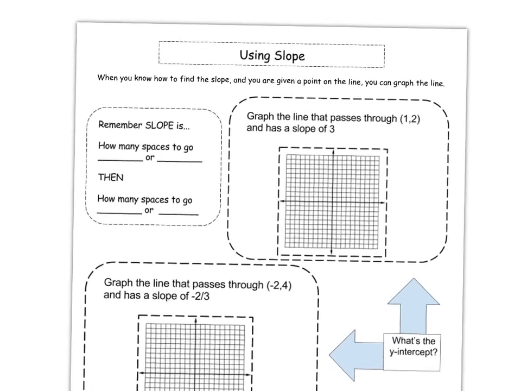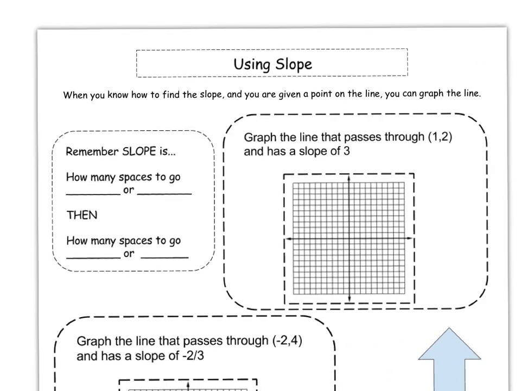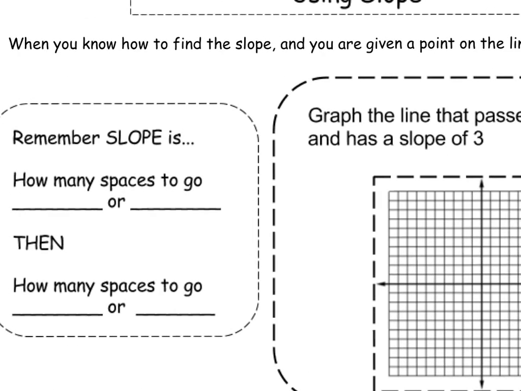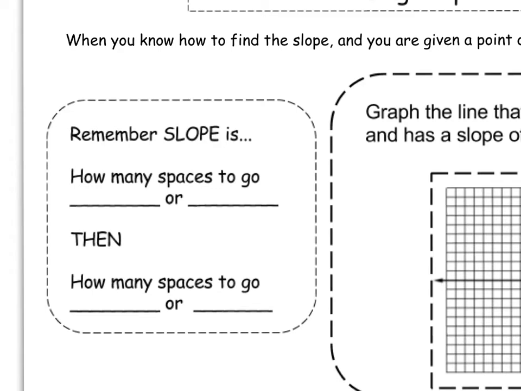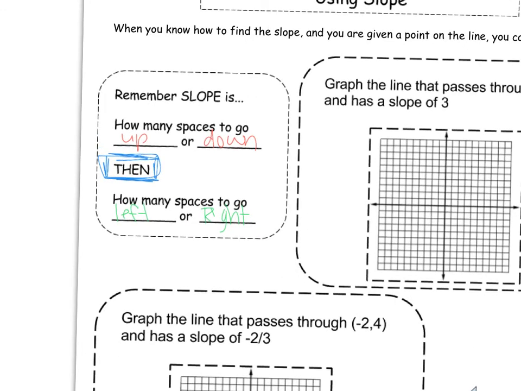When you know how to find the slope, you are given a point on the line. You can graph the line. Remember, slope is how many spaces to go, we're going to say up or down, then how many spaces to go left or right. Remember, we are talking about rise over run. Make sure we get that in our head. Rise over run. That will help you remember it.